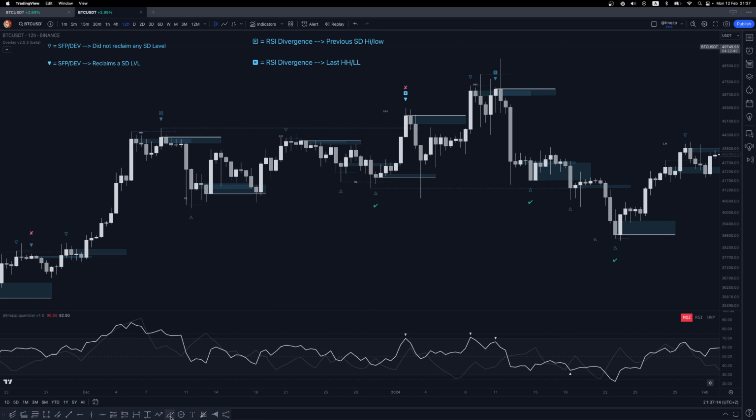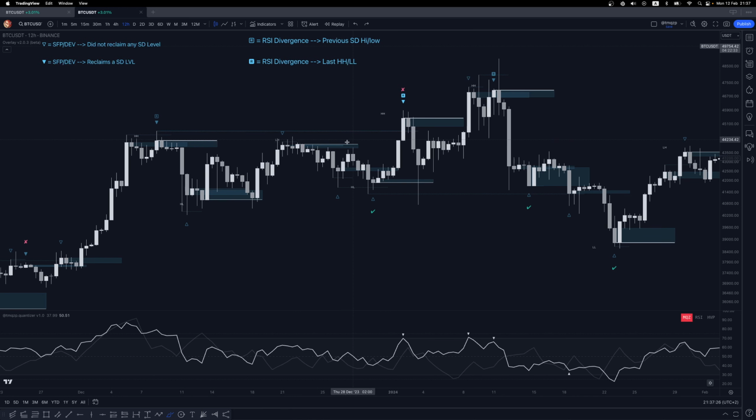For example, as we're looking at this one, there's still a new high that comes afterwards. And that's where the X comes in. So if one of these solid triangles locks in, so this one or any of these that's solid.